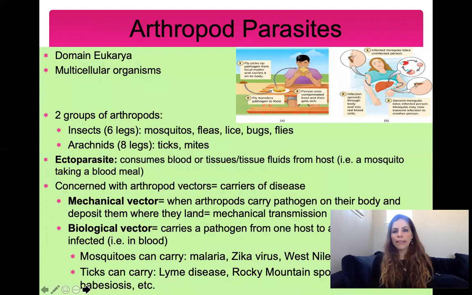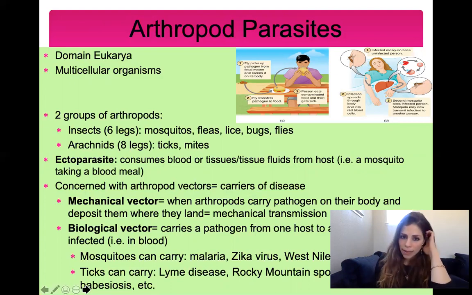Finally, we're going to talk about the last eukaryotic parasite group, which is arthropods. Arthropods are multicellular organisms. There's two groups of arthropods. There's insects, which have 6 legs, and arachnids, which have 8 legs. Examples of insects are mosquitoes, fleas, lice, bugs, and flies, and arachnids, which have 8 legs, are ticks and mites. They are ectoparasites, meaning that they consume blood or tissue fluid from the host, which is a bad thing. So they take their meal from the host.